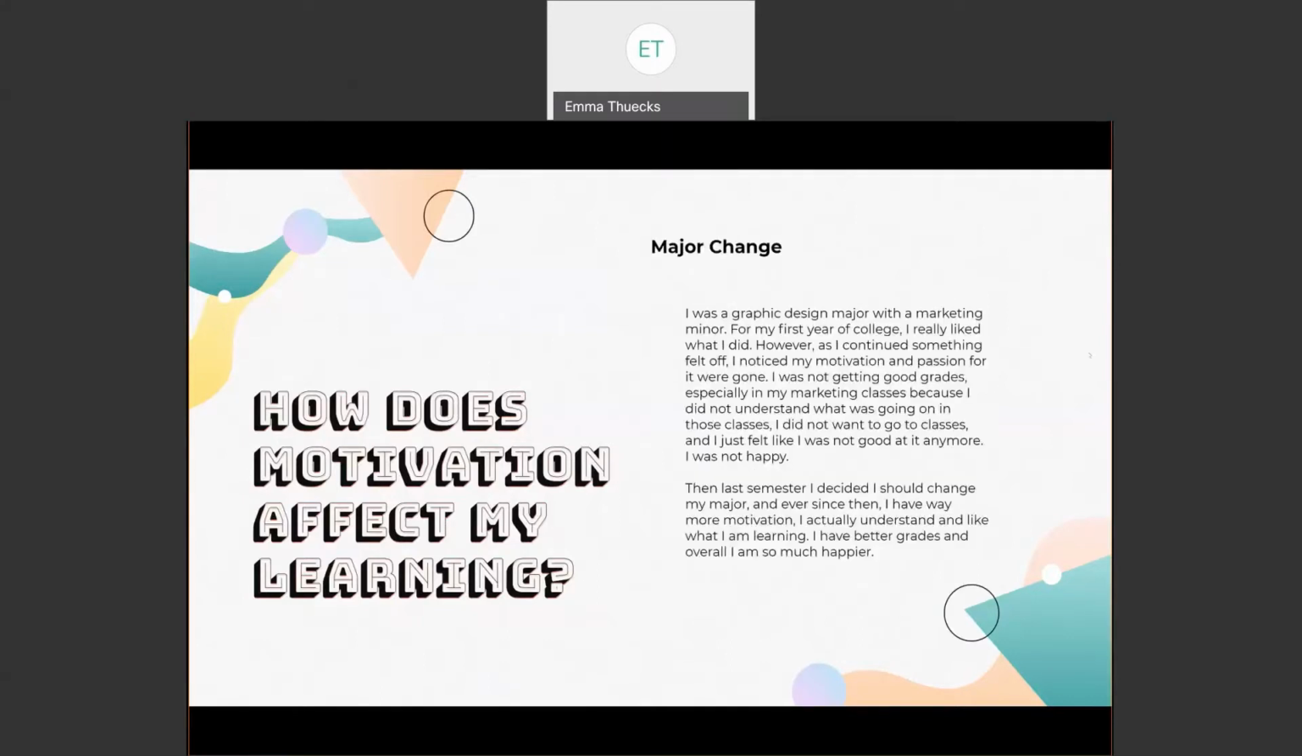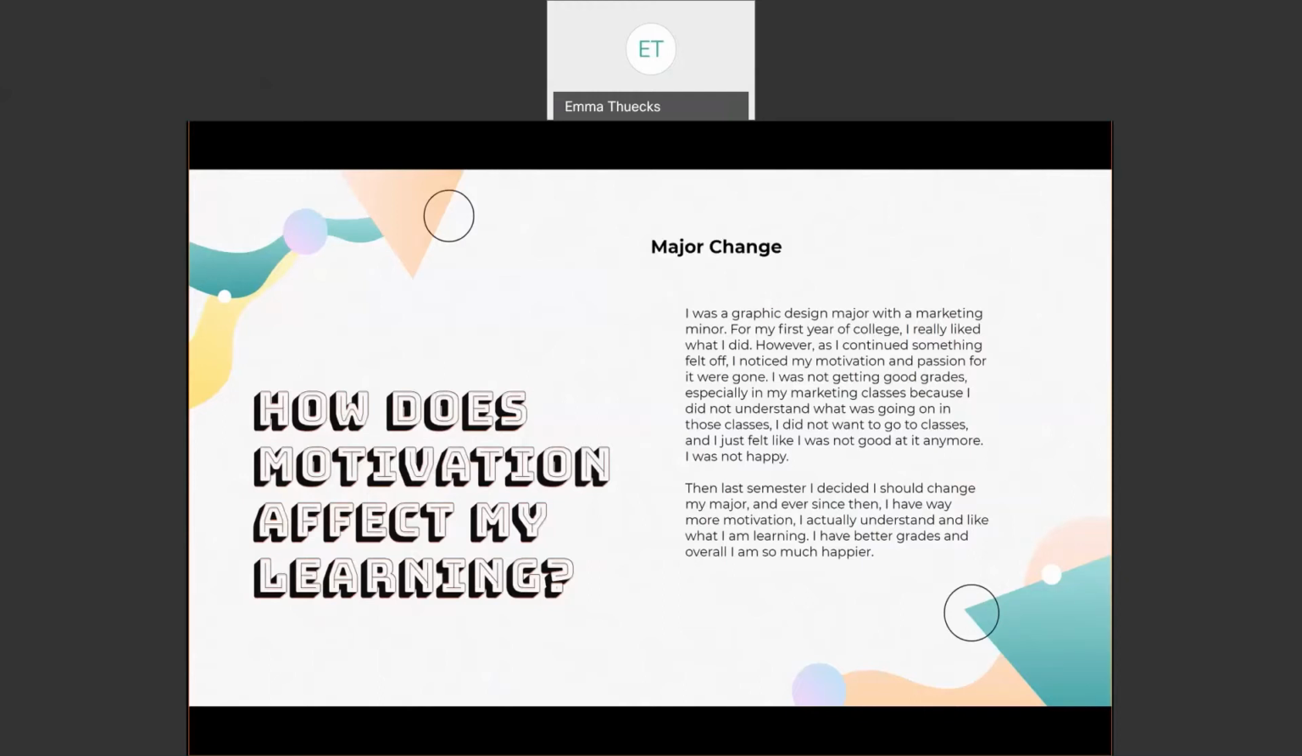My next situation is major change. I was a graphic design major with a marketing minor. For my first year of college, I really liked what I did. However, as I continued, something felt off. I noticed my motivation and passion for it was gone. I was not getting good grades, especially in my marketing classes, because I did not understand what was going on in those classes. I didn't want to go to classes. I just felt like I was not good at it anymore.